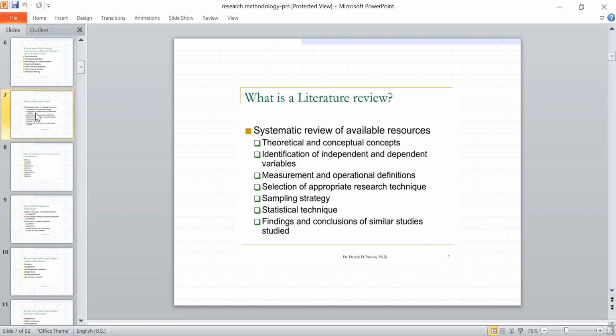So, theory and conceptual concepts, and also identification of independent and dependent variables, measurement and operational definitions, selection of appropriate risk taking, sampling strategy, statistical techniques, and the findings and conclusions of similar studies.